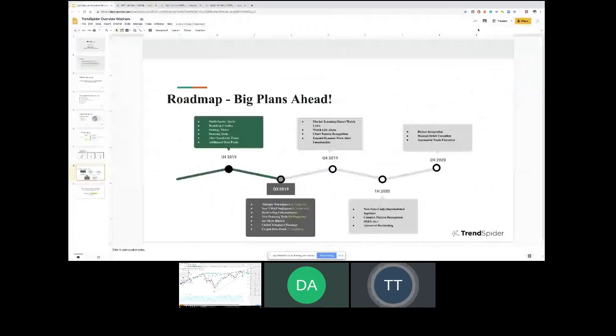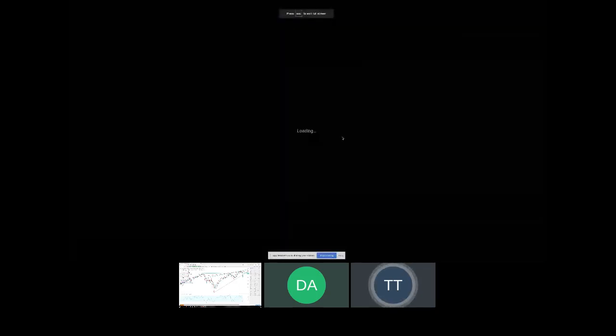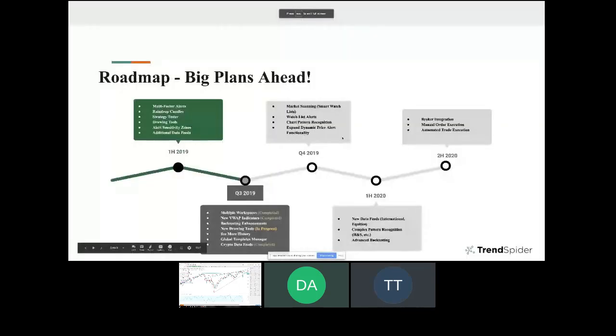Last thing I wanted to mention, just a couple things to show the roadmap. In the next few months, we are working on market scanning. So a scanner is going to be huge. The ability to have a watch list and then have a multi-factor alert on the entire watch list.